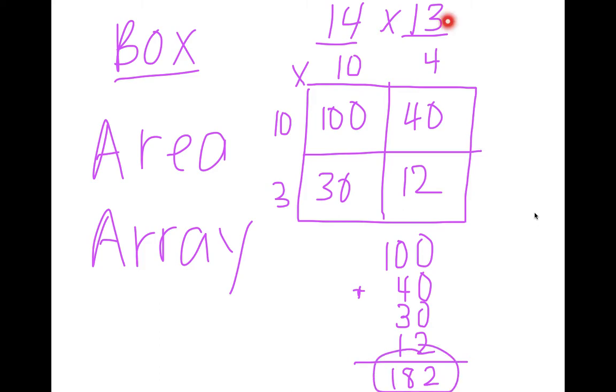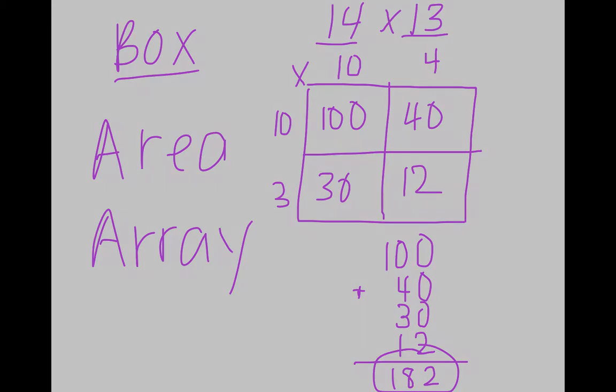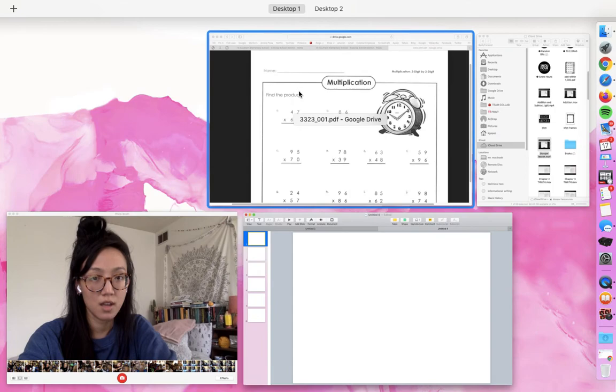This one was pretty simple. I mean, it was less than 20. Each of these is less than 20. So that is pretty easy. But the worksheet has larger numbers than that.